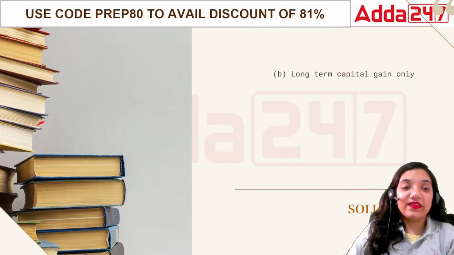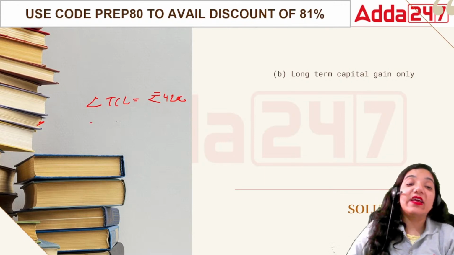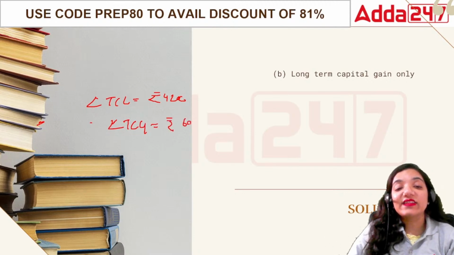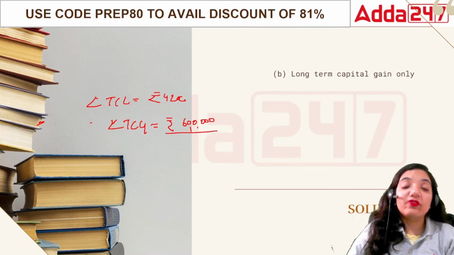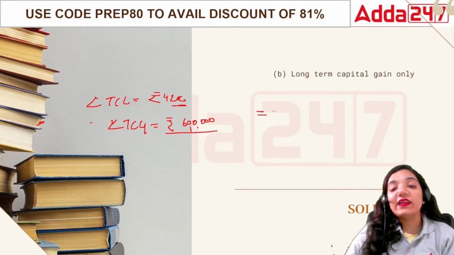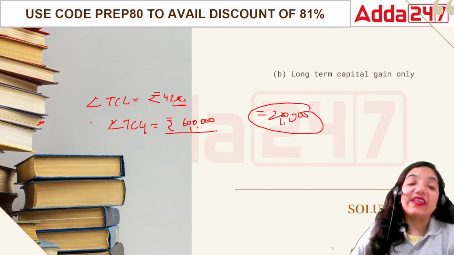For example, in this case, long-term capital loss is given as rupees 4 lakh, and the organization has sold something and made a long-term capital gain. The gain was of rupees 6 lakhs. So you don't have to pay tax on the 6 lakhs. You just have to pay tax on 6 lakh minus 4 lakh. It has to be on this remaining 2 lakhs. Okay? This portion is called set off.